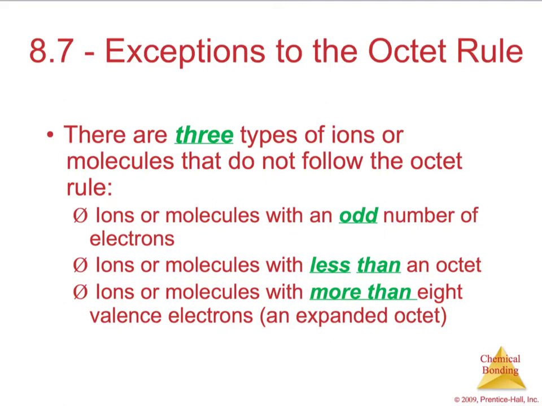So, when we look at our exceptions, there are going to be three types of ions or molecules that do not follow our octet rule.